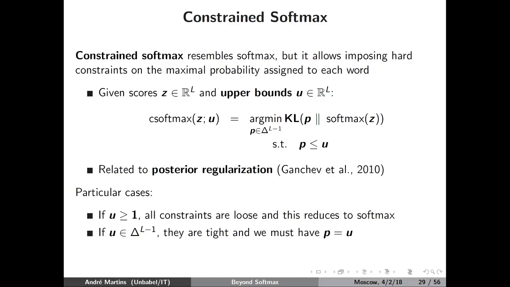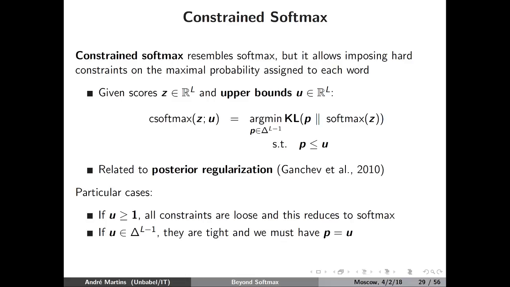On the other hand, if our vector of upper bounds is in the simplex, then all these constraints are tight, because there's only one p that can satisfy these constraints, which is p equals u. So these are the two extremes of this transformation.